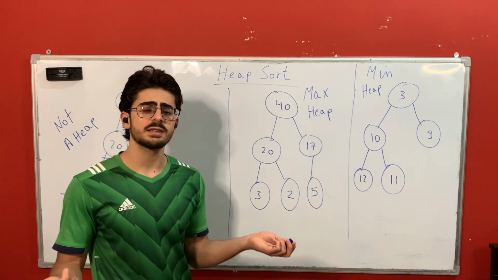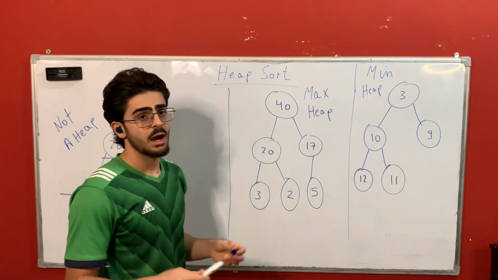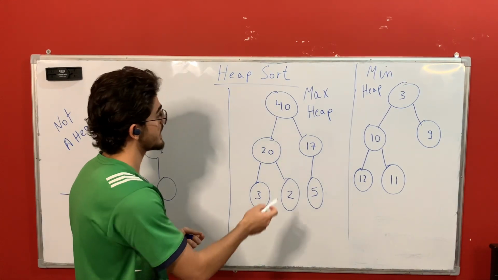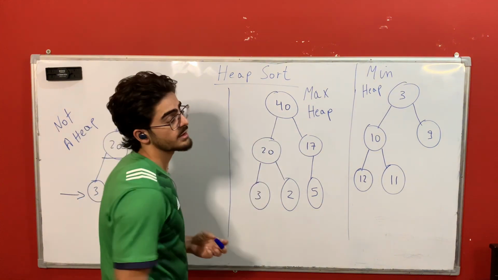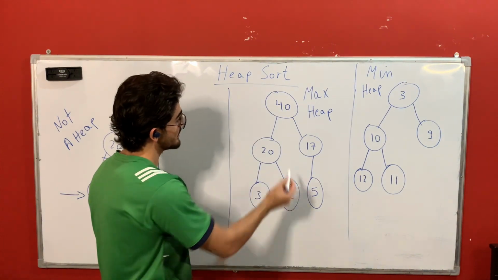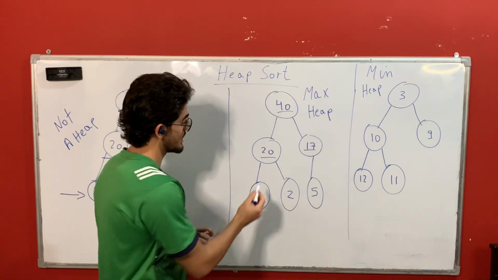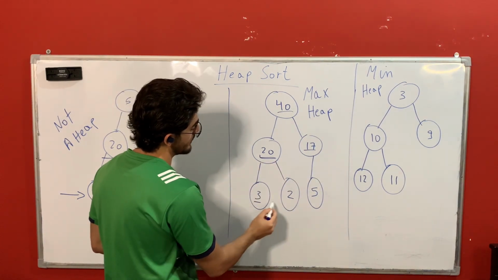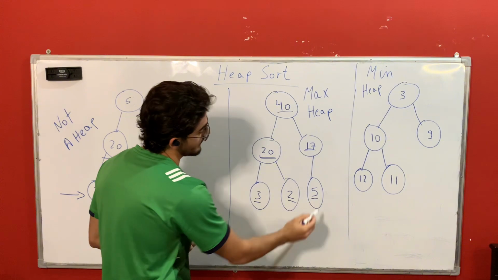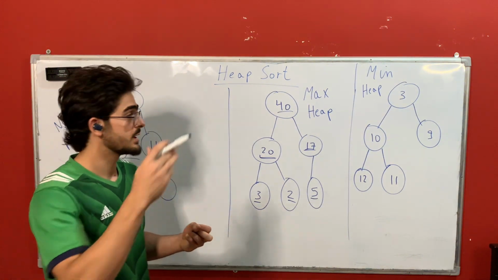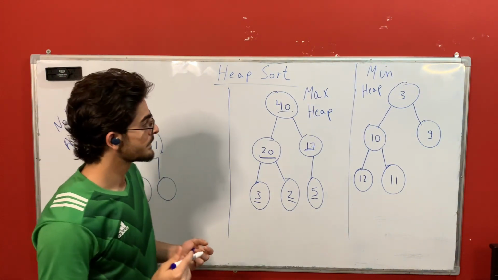So what is a max heap and what is a min heap? A max heap is a heap that has a parent always bigger than its children. For example, 40 is bigger than 20 and 17, and the rest follows. Like 20 is bigger than 3 and 2, and 17 is bigger than 5. Every parent is bigger than their children.